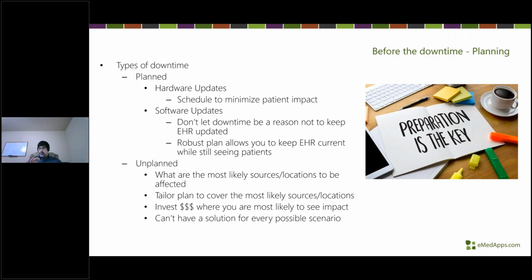So if you do a good job in this phase in trying to determine what are those most likely causes of failure, then you can design your downtime plan accordingly so that you're able to address those issues. You can't have a solution for every possible scenario. I suppose I shouldn't say you can't have a solution. It's cost prohibitive to have a solution to address every possible scenario. So you want to make sure that you're leveraging your resources to address those most likely issues that you're going to be running into.